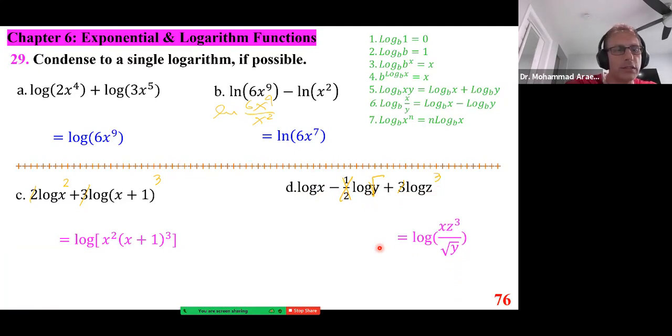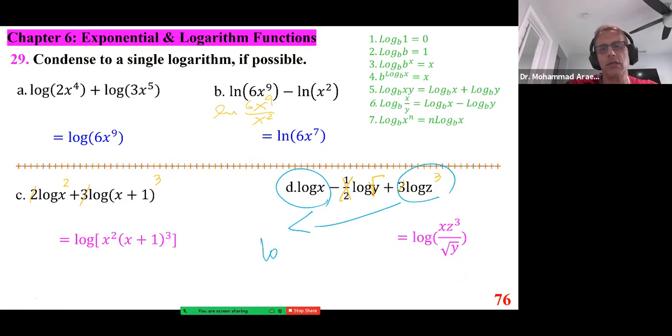If you want, you can do them in 2 shots as follows. This one and this one, we can write log x z cubed minus log of square root of y, and here's the final answer.